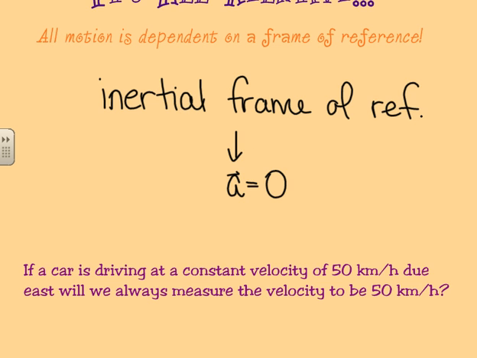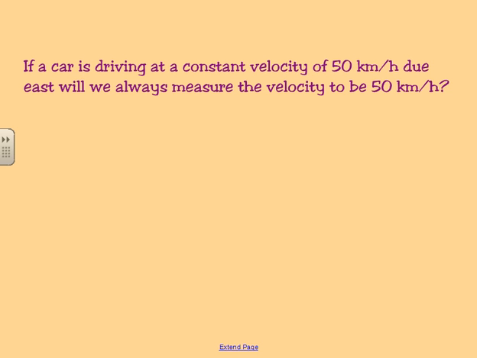So next we're going to look at a question. If a car is driving at a constant velocity of 50 kilometers per hour due east, is that the velocity that we always measure? It may seem like the answer should be yes, but think about it this way. Let's say that you're driving beside that car, and you are traveling at 60 kilometers per hour. It seems as though that car is going much slower than you. You would not measure the speed to be 50 kilometers per hour. Instead, you would measure the speed to be only 10 kilometers per hour.